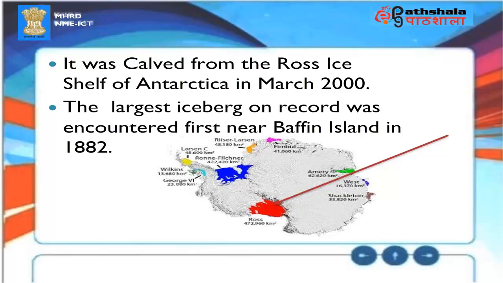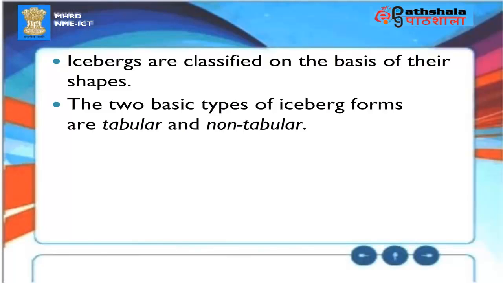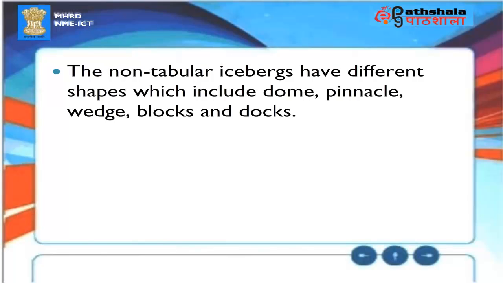The largest iceberg on record was encountered first near Baffin Island in 1882. It was 13 kilometers long by 6 kilometers wide, had a freeboard, height above water, of about 20 meters, and a mass in excess of 9 billion tons. Icebergs are classified on the basis of their shapes. The two basic types of iceberg forms are tabular and non-tabular. Tabular icebergs have steep sides and a flat top. The non-tabular icebergs have different shapes which include dome, pinnacle, wedge, blocks, and docks.